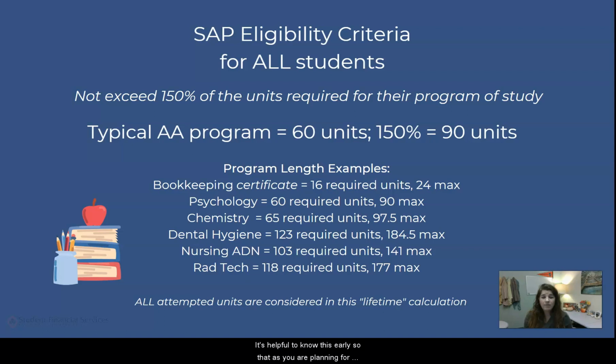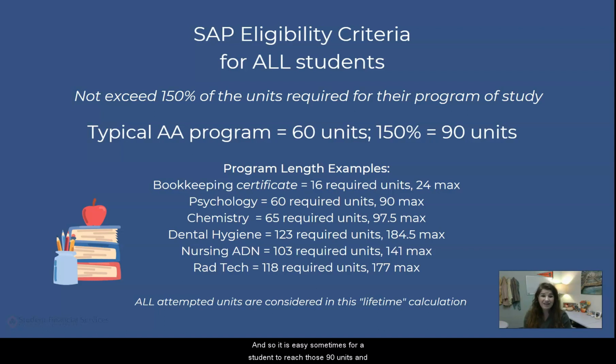So it's helpful to know this early, so that as you are planning for your degree, or as you are maybe returning from a lapse of time, it's important to understand that every unit that you attempt is considered in this calculation. While you might be in an AA program now, if you have attempted an AA previously, or if you've changed majors multiple times, all of those units rack up. They all get added up together.